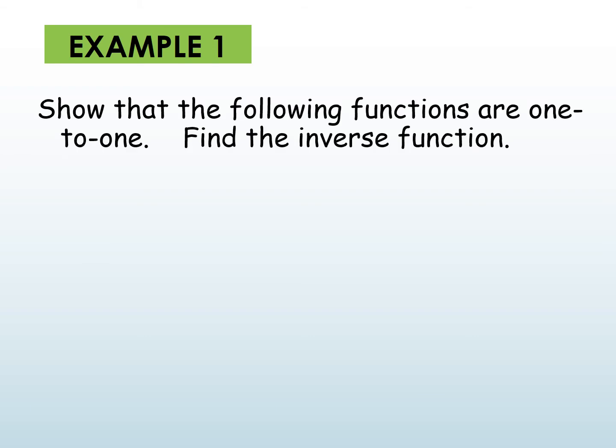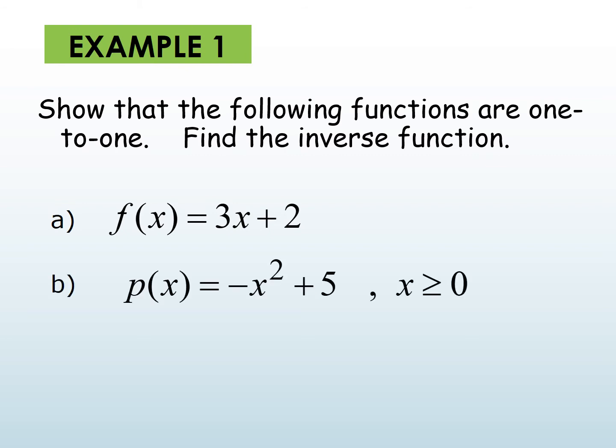Let's look at example 1. The question asks to show that the following functions are one-to-one and find the inverse function. Question A, f(x) equals 3x plus 2. Question B, p(x) equals negative x squared plus 5 for x more than or equal to 0. Okay, first we want to show whether the function is one-to-one or not.